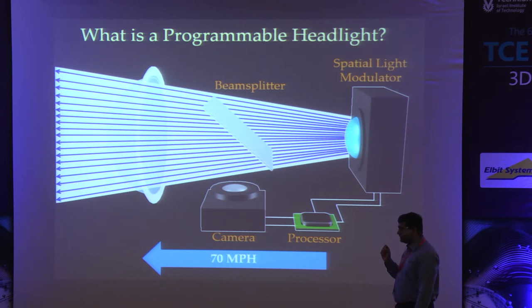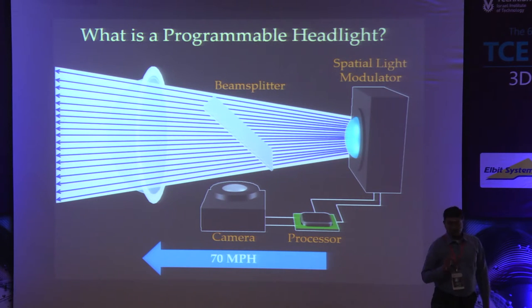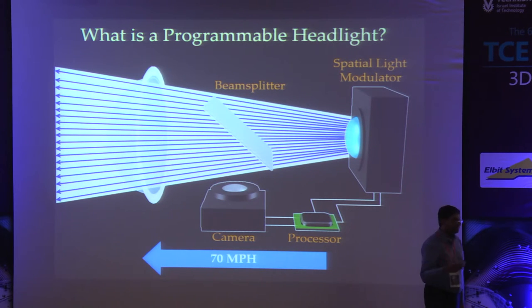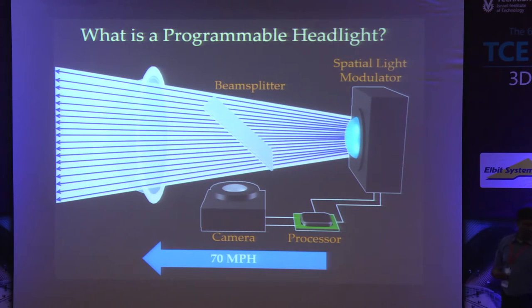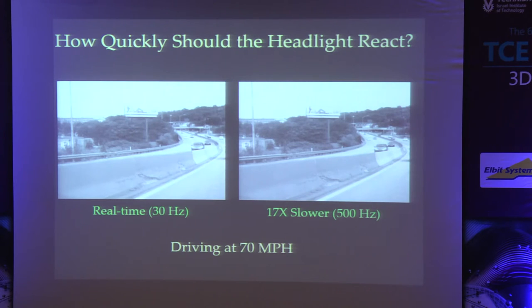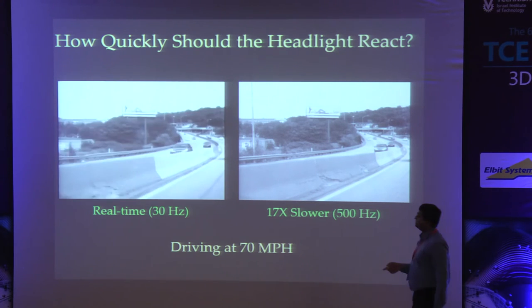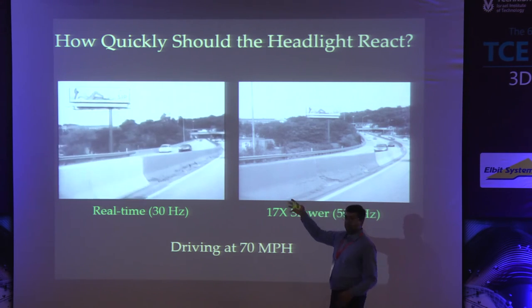So this presented unique challenges. What kind of latencies can you expect? What kinds of tasks can you do? What kinds of accuracies can you expect? Now, let's see how fast this headlight should react. Here's a video of me driving in Pittsburgh at 70 miles per hour. And this is 30 hertz. You can call it real time.